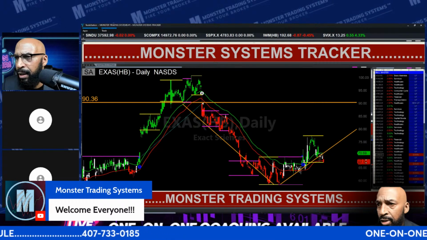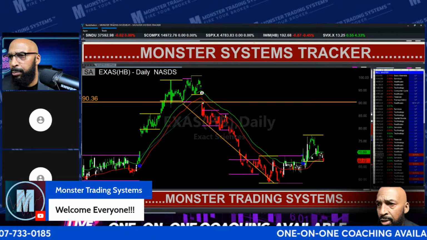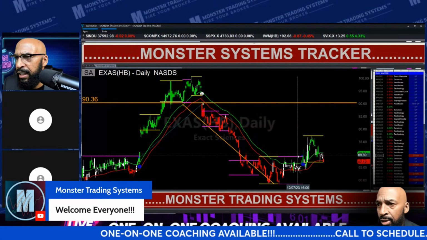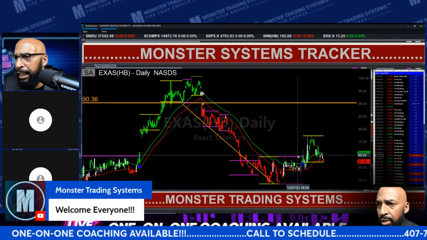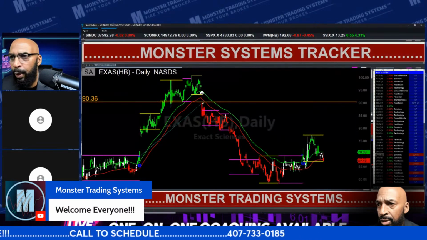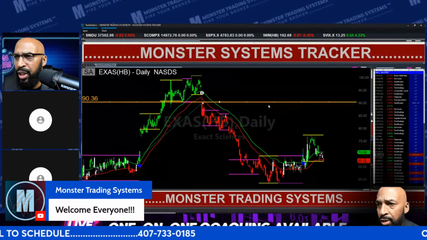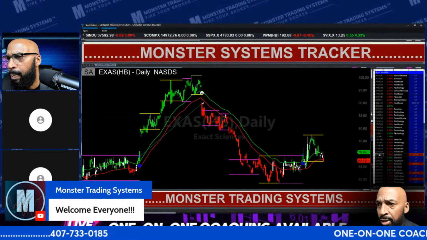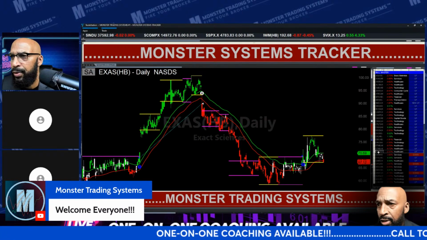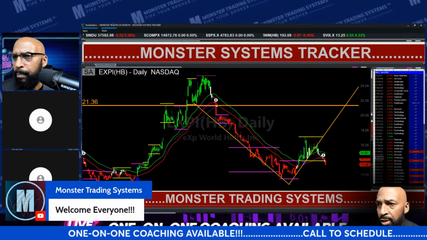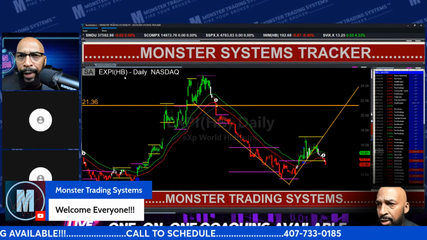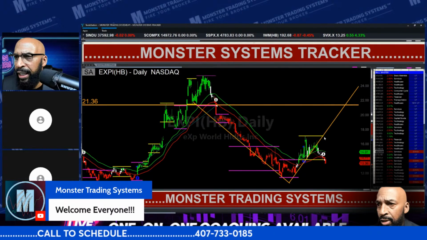EXAS, red candle. Close the trade. Previous resistance becomes support. Buy signal here at 69.82. Closed on Friday at 67.12. Close the trade. Red candle here, that's your sell signal. Close the trade. EXAS. All right, EXPI, close the trade.